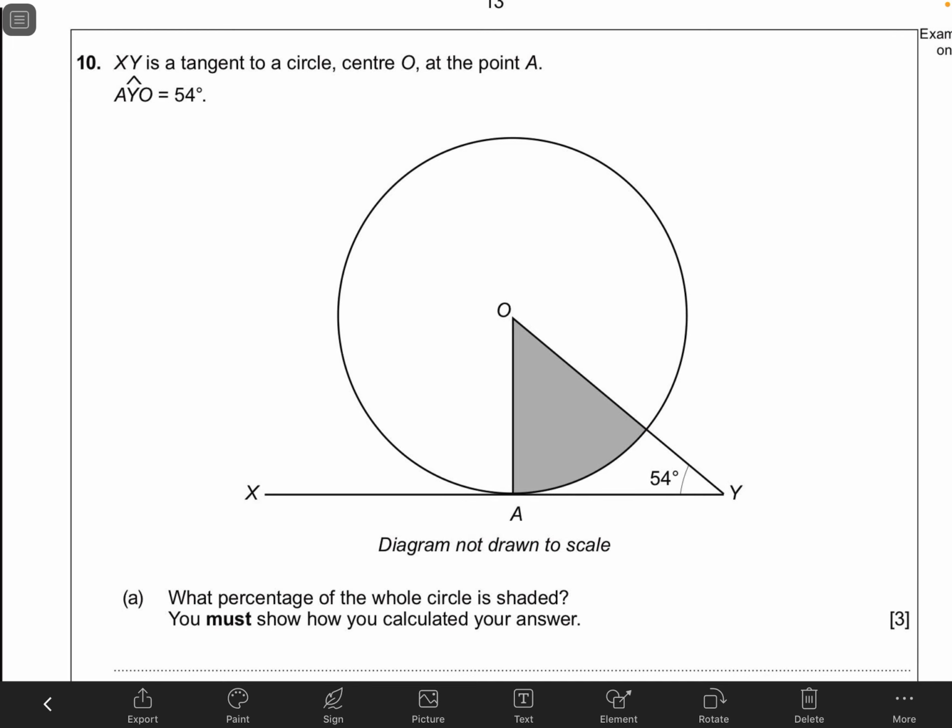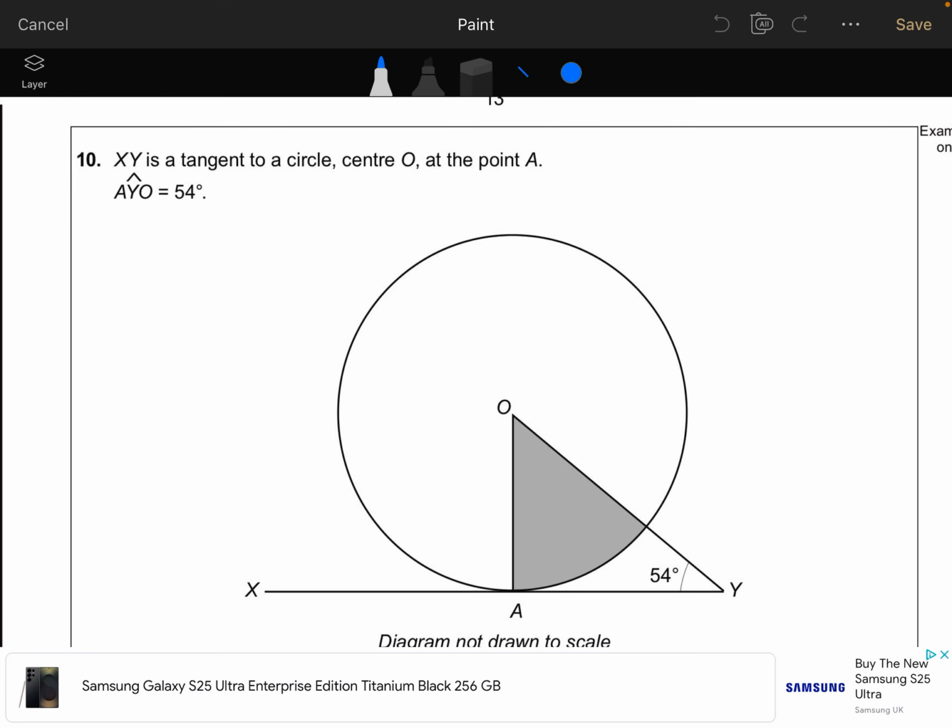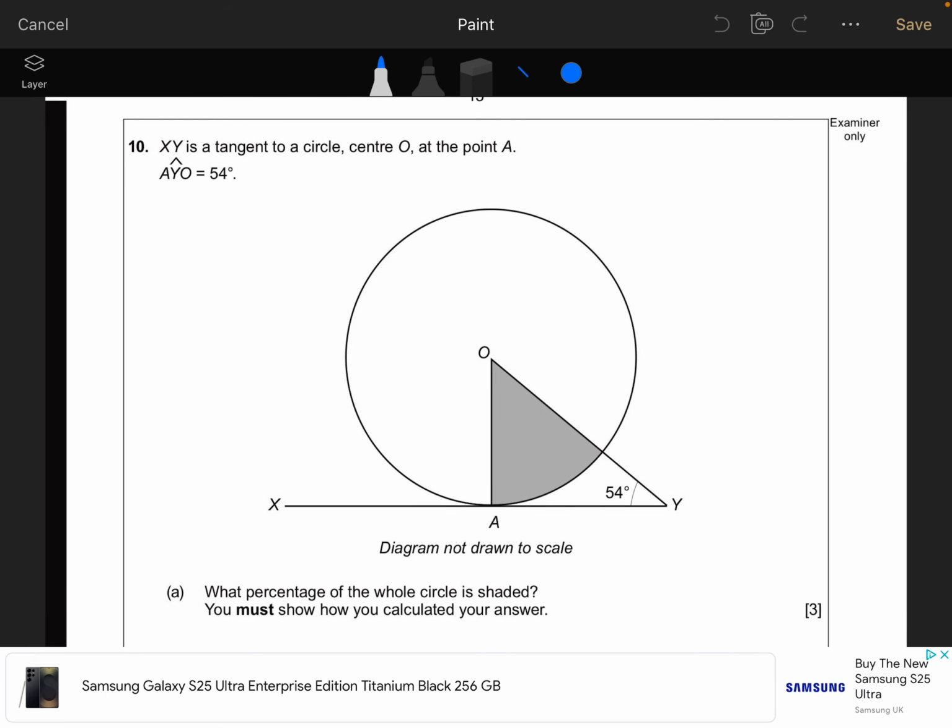Question 10. This says XY is a tangent to a circle, centre O at point A. At the point A, angle AYO is equal to 54 degrees. Okay, so let's have a look. So XY is the tangent, and what we're trying to work out is what percentage of the whole circle is shaded. Well, if I just concentrate and not worry too much about the 54 degrees at the moment, will that help us? In fact, we know that that meets the tangent at 90 degrees there.